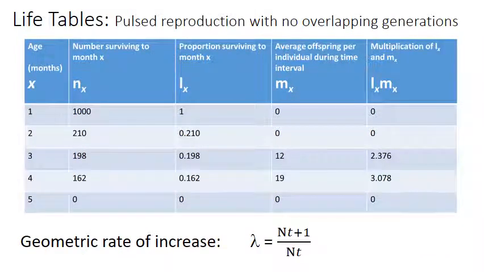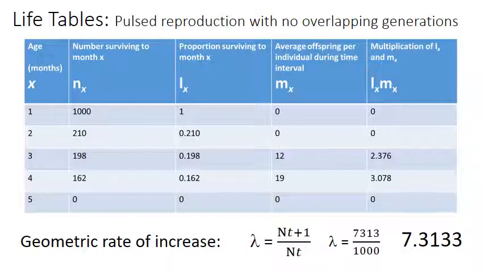So we can go ahead now and start calculating geometric rate of increase. So you can see, to calculate geometric rate of increase, you need to know the population at the end of the study and the population at the beginning of the study. We know the population at the beginning of the study was 1,000 individuals. So to get the population at the end of the study, we multiply that by the net reproductive rate, which was 7.313. So what we end up with is a population at the end of the study of 7,313. So we can now complete that formula and calculate the geometric rate of increase as 7.3133.